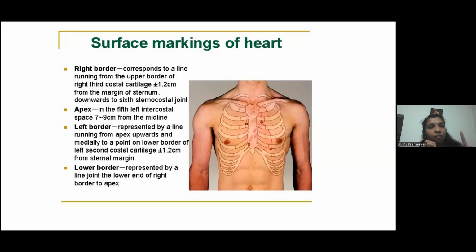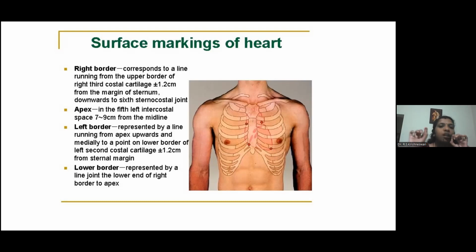So first point, third costal cartilage, upper border, 1.2 centimeter away from the sternal margin. Second point, apex, left fifth intercostal space, 7 to 9 centimeter from the midline. And the next point is on the left side: lower border of the second costal cartilage, which is 1.2 centimeter from the sternal margin. So these are the three important points.